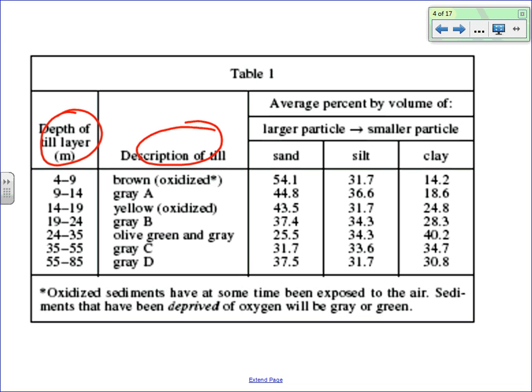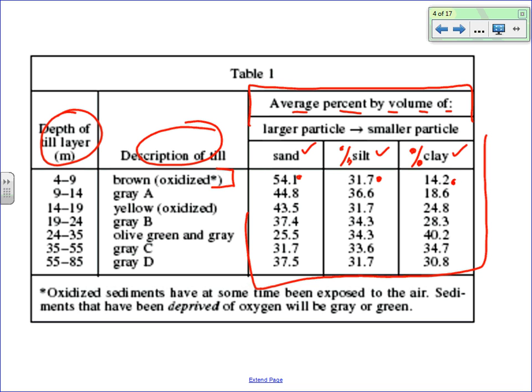Nice. And so essentially the way these three work is all three of these columns are actually represented by this one heading at the top. So all three here, here, and here essentially are percentages of the till layer. So where it says average percent by volume of, what we're talking about there is, for this layer, what percentage of that layer is sand, what percentage of that layer is silt, and what percentage of that layer is clay. And if you do all of the additions, the percentages should add up to what?